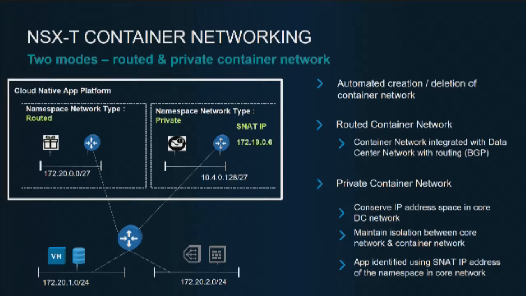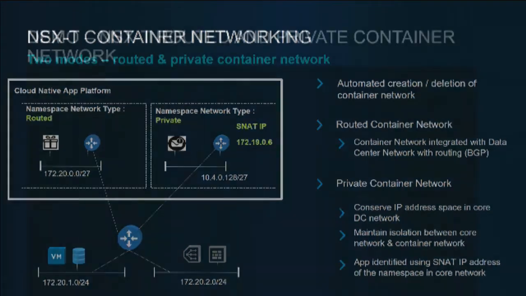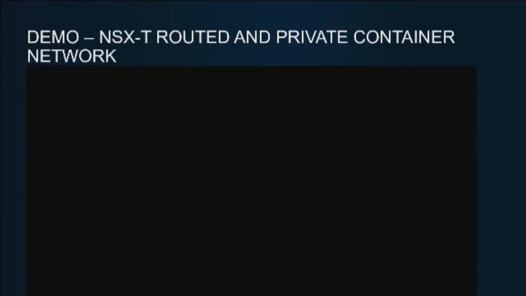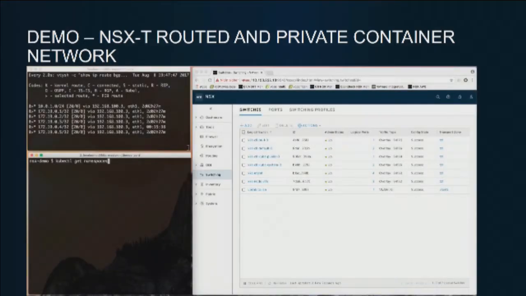So those are two forms of networking for containers where the application is identified throughout the data center network. Let's look at how this is actually done. What we have here is three screens. The one on the top left is simulating a physical router. The one below is a Kubernetes namespace where a developer is creating and deploying applications. What you're seeing on the right is NSX.